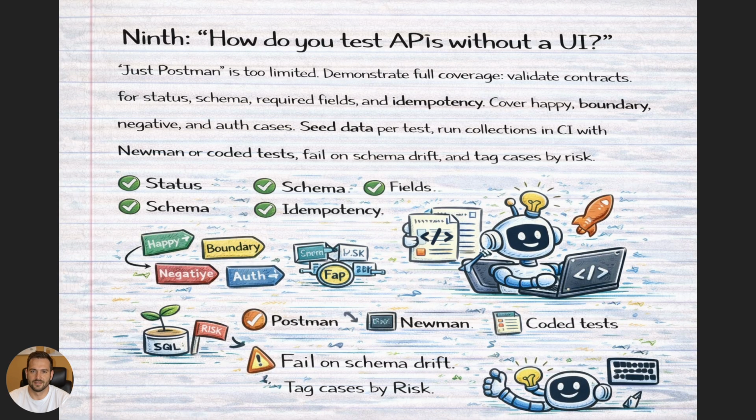Ninth, how do you test APIs without a UI? Just Postman is too limited. Demonstrate full coverage. Validate contracts for status, schema, required fields, and idempotency. Cover happy, boundary, negative, and auth cases. Seed data per test. Run collections in CI with Newman or coded tests. Fail on schema drift, and tag cases by risk.